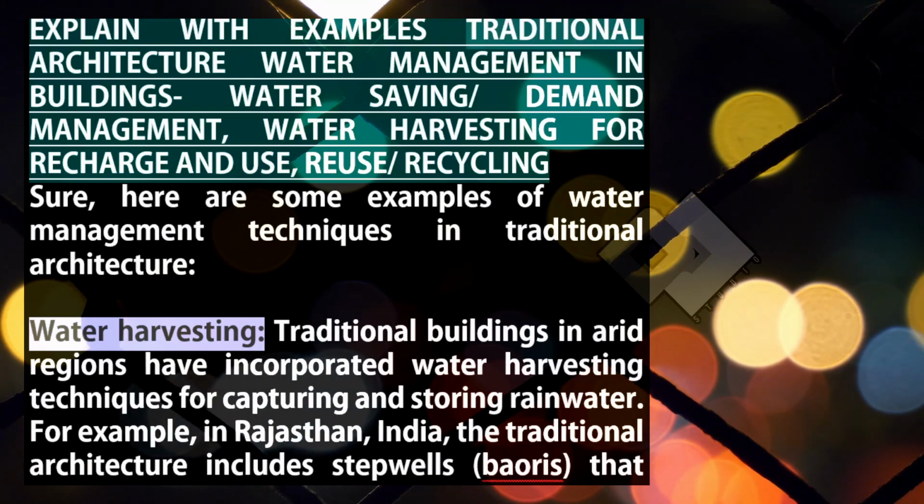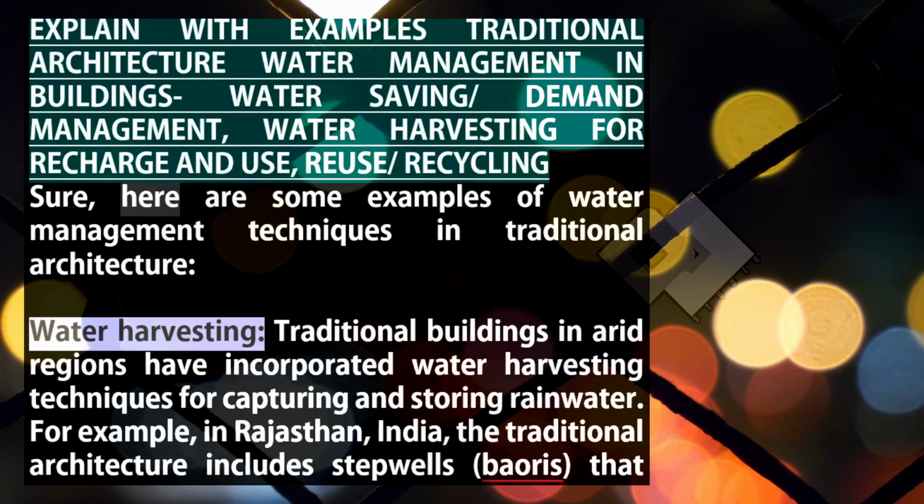Explain with examples traditional architecture water management in buildings, water saving/demand management, water harvesting for recharge and use, reuse/recycling. Sure, here are some examples of water management techniques in traditional architecture. Water harvesting. Traditional buildings in arid regions have incorporated water harvesting techniques for capturing and storing rainwater.